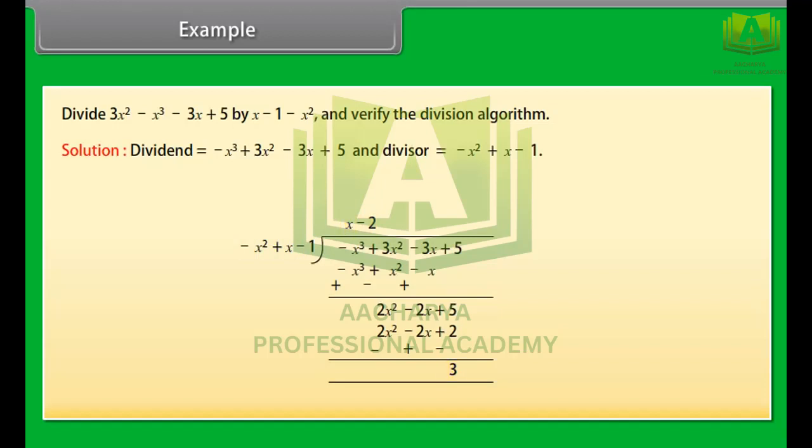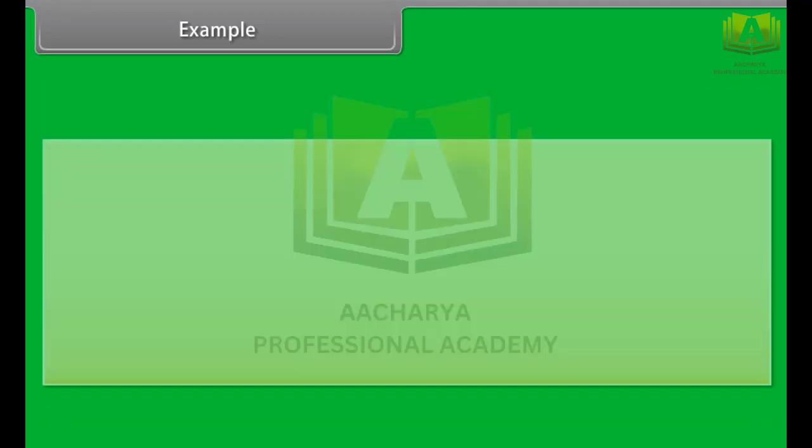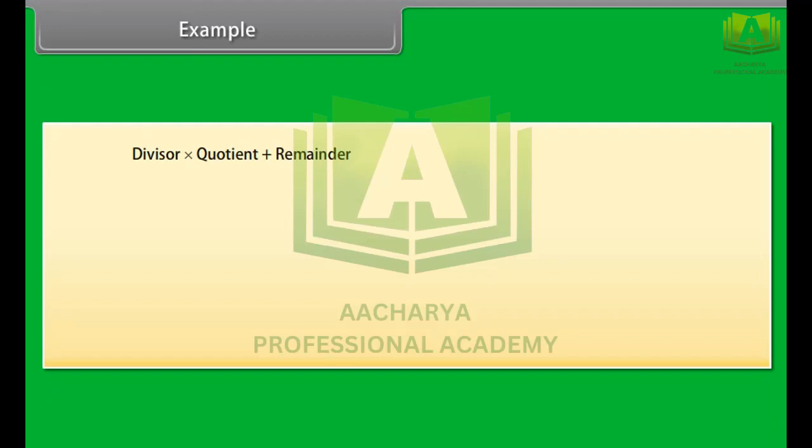Now to verify, let's see whether divisor into quotient plus remainder is equal to dividend or not. So, divisor into quotient plus remainder is equal to minus x square plus x minus 1 into x minus 2 plus 3, equals minus x cube plus x square minus x plus 2x square minus 2x plus 2 plus 3, equals minus x cube plus 3x square minus 3x plus 5, which is equal to dividend. Hence, verified.